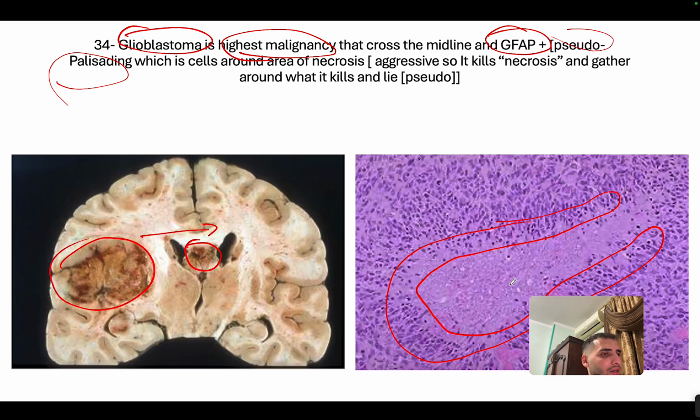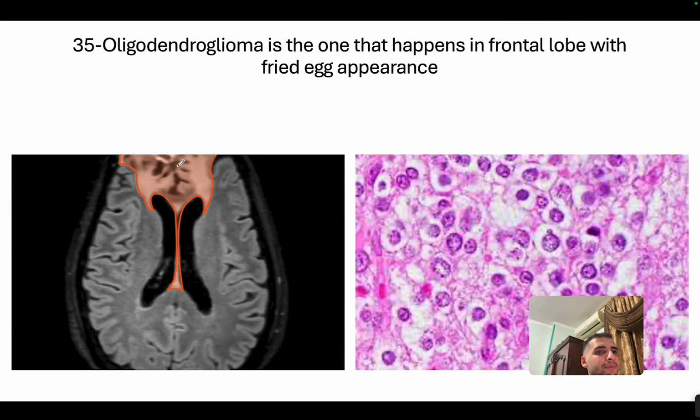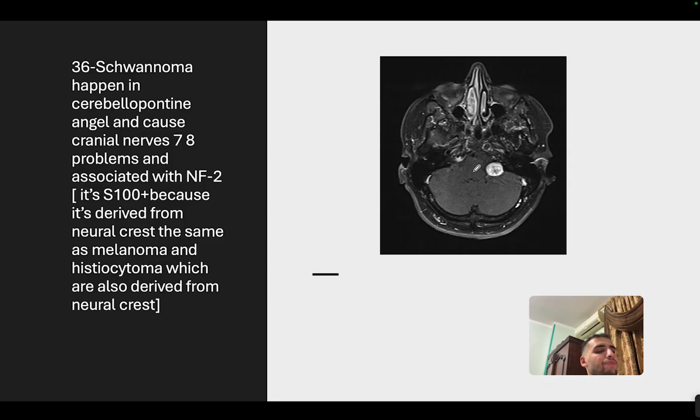Now the thing that they are gathering around are necroses. And that's why it's called pseudo-palisading, which are cells gathering around the necrosis. Okay? This is glioblastoma multiforme. The next tumor is oligodendrocytoma. This is a tumor of the frontal lobe, and it's a tumor of oligodendrocytes, and you would see fried egg appearance, okay? Just about it.